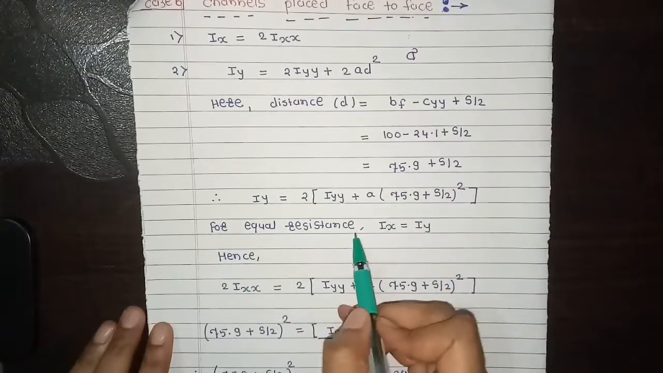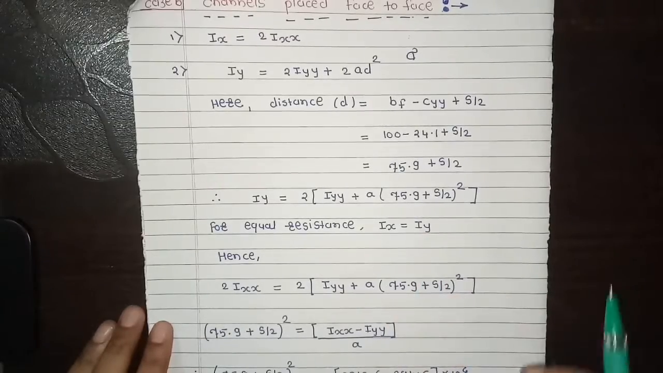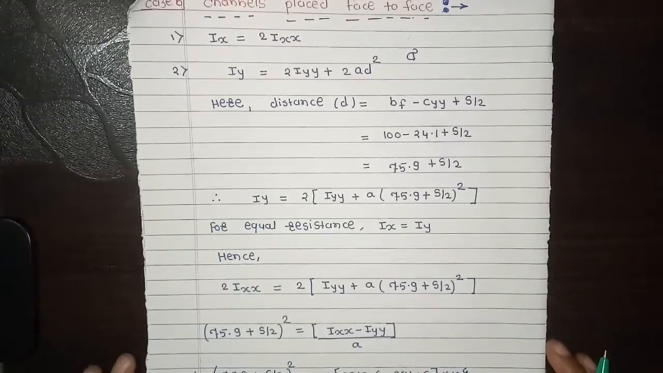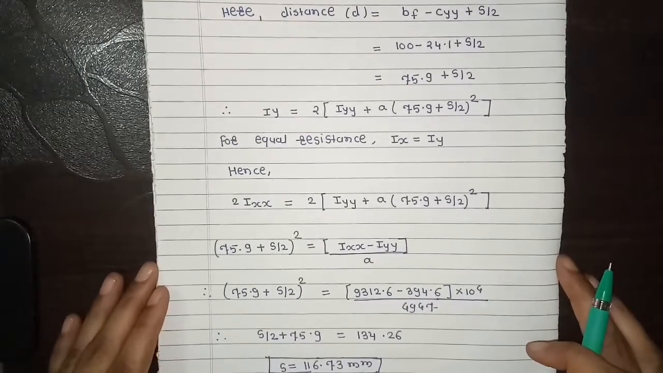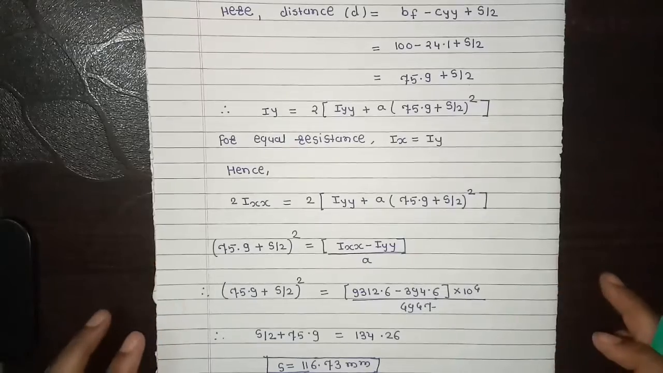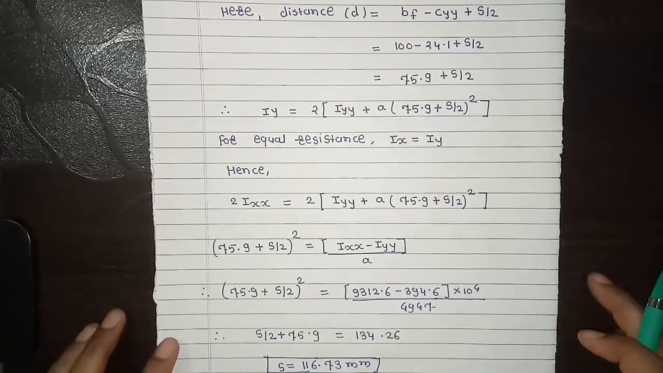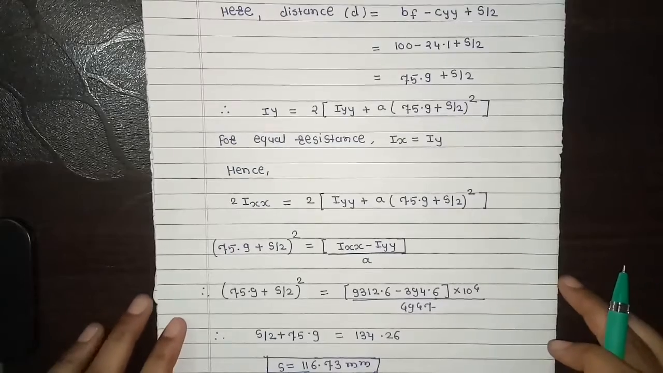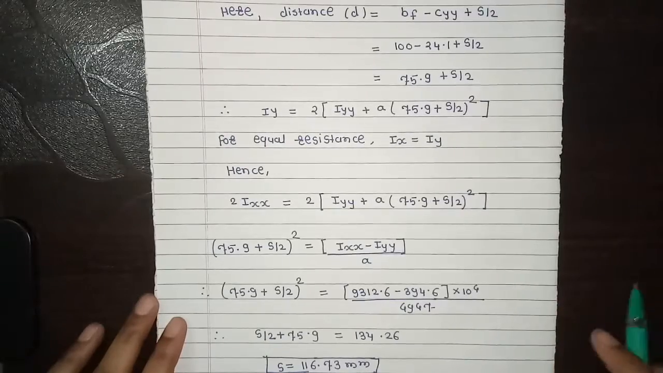For equal resistance, Ix is equal to Iy. Because we will place the channel sections in such a way that Rxx will become Ryy and Ixx will become Iyy. So the resistance of the section in both directions will be the same.